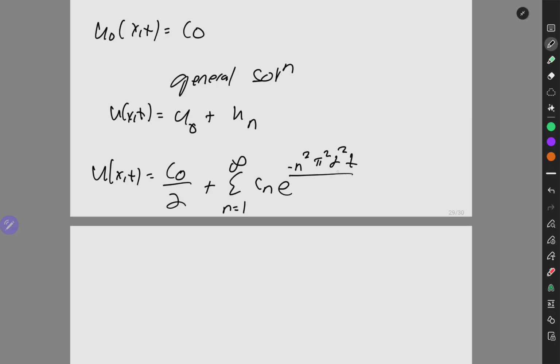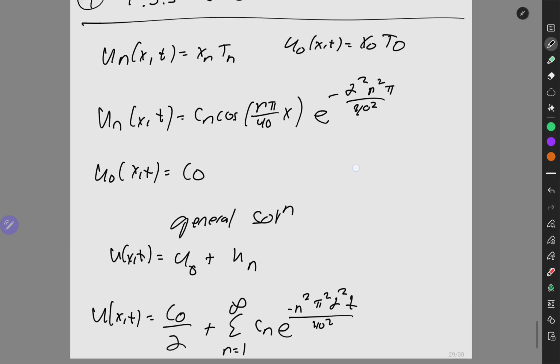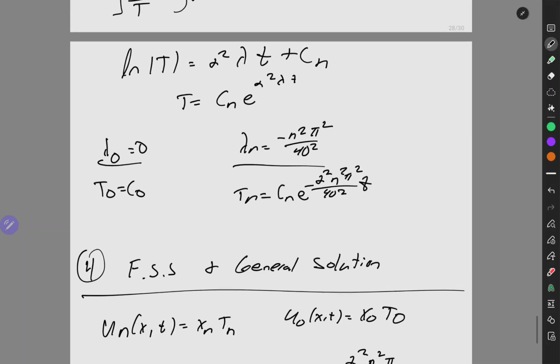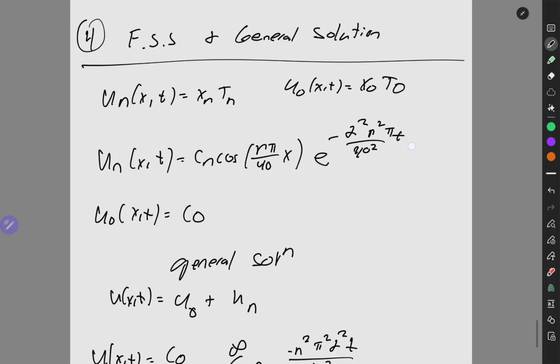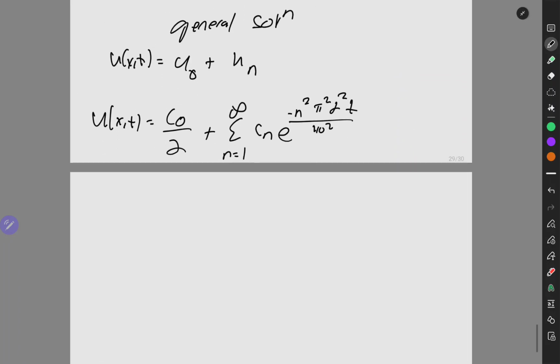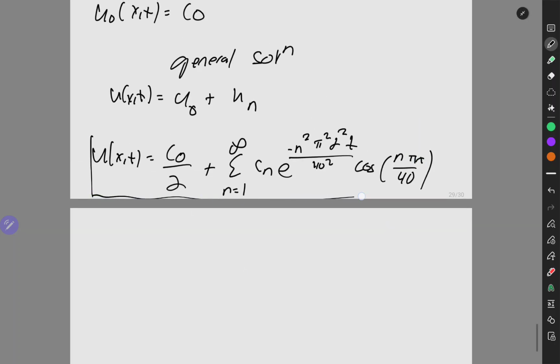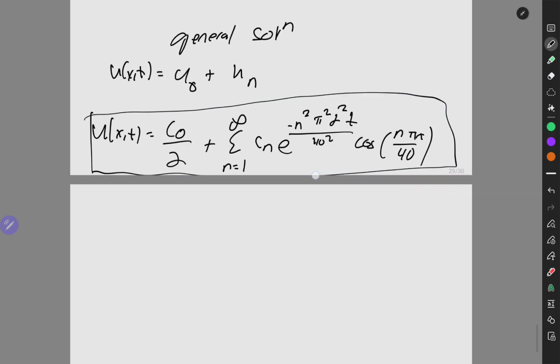Times t. Wait. I knew I forgot it somewhere. Times cosine n pi x over L, which is 40. Right, so this is our general solution. Now we just have to find C naught and Cn.